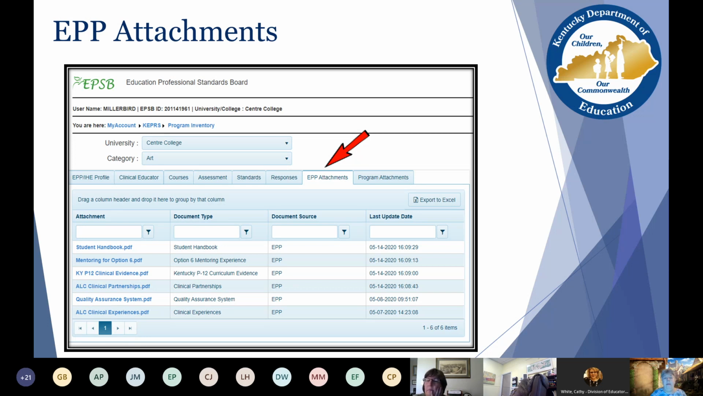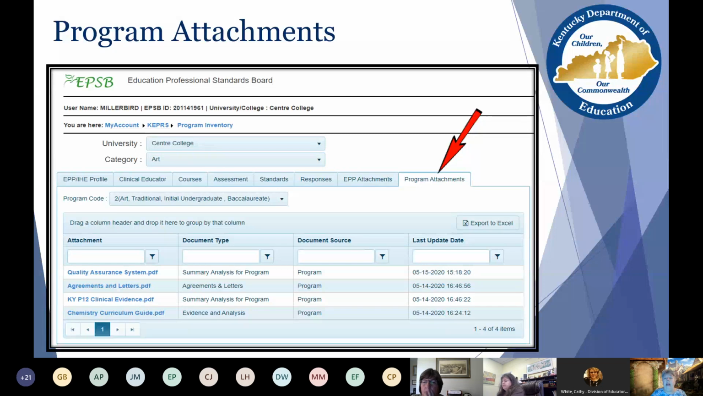The last tab contains documents that are program specific. And again, the name of the attachment may be random, as the EPP names the file. The document type indicates the general purpose for this document. For example, curriculum guide, assessment rubric. You can click on any of the documents by clicking on the attachment name and downloading and opening a copy.